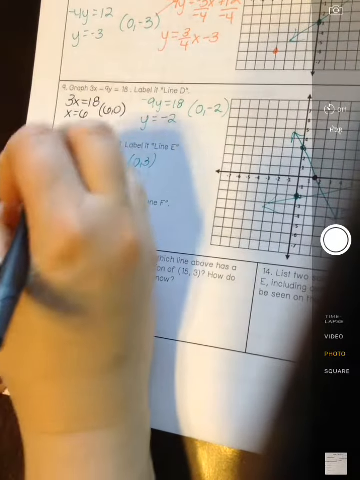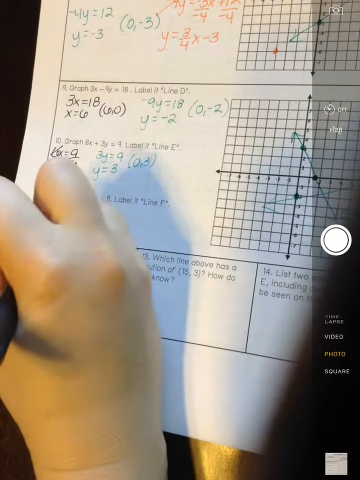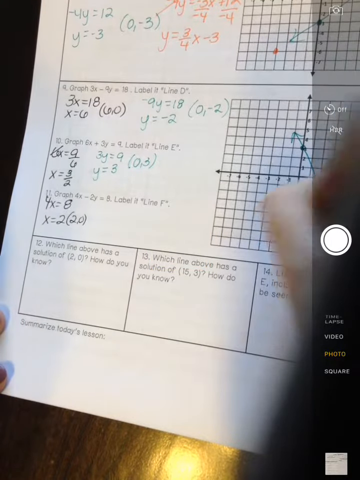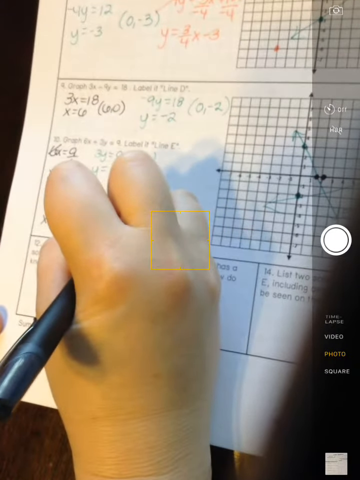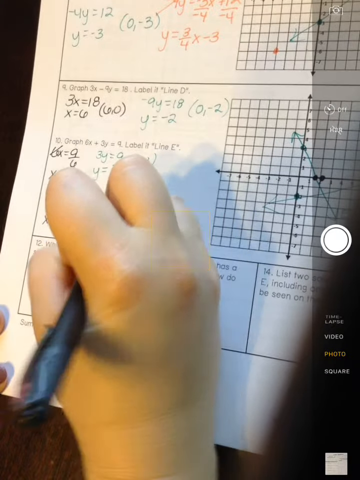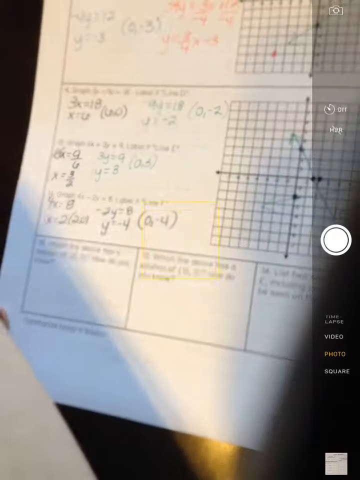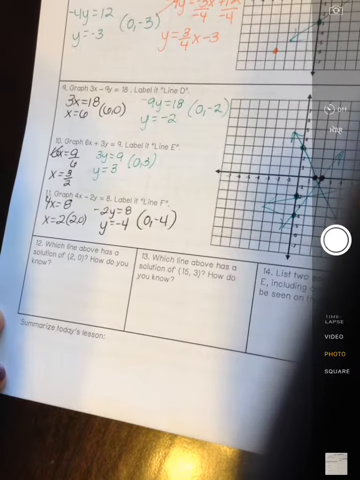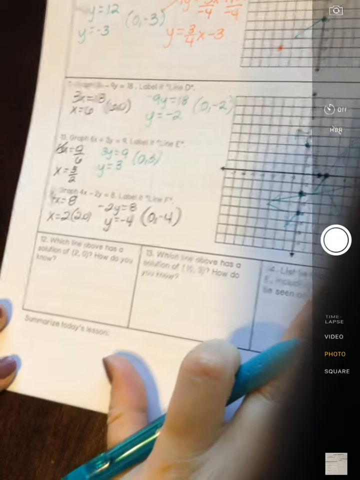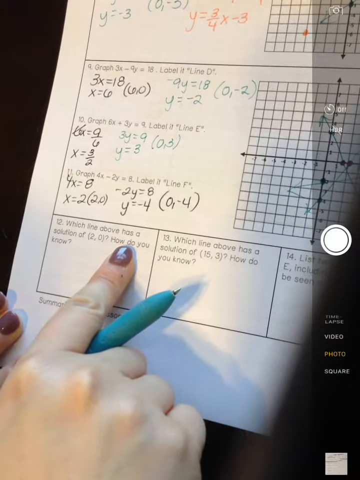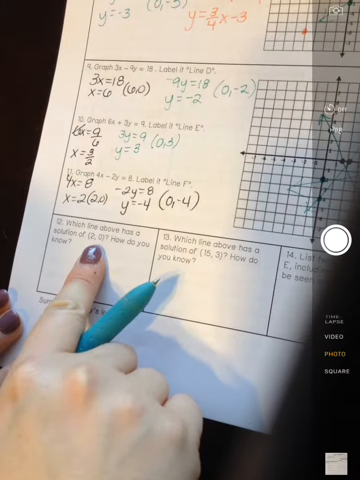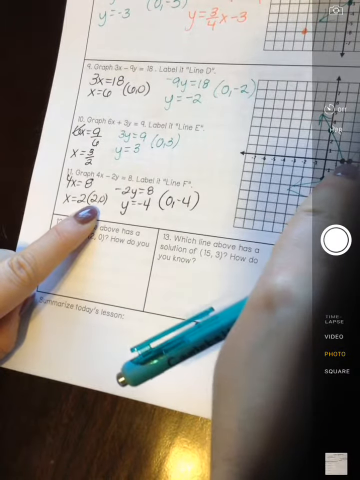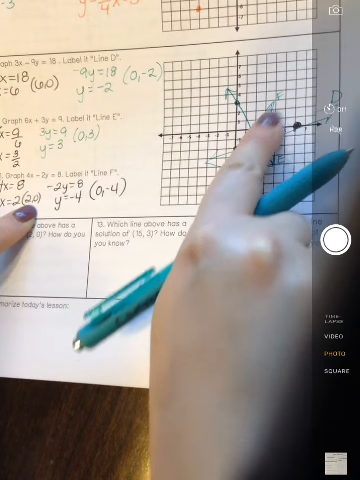And then the last one, 4x equals 8, or x equals 2. And then I have negative 2y equals 8, which y would equal negative 4. And that would be F. So which line above has a solution of 2, 0? Did any of these points give me 2, 0? They did. This one right here, which was line F.